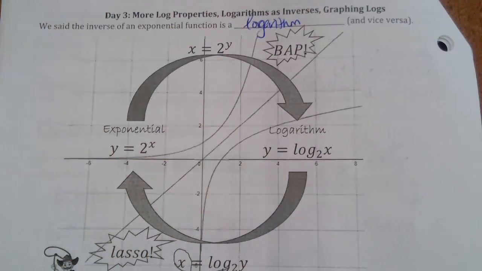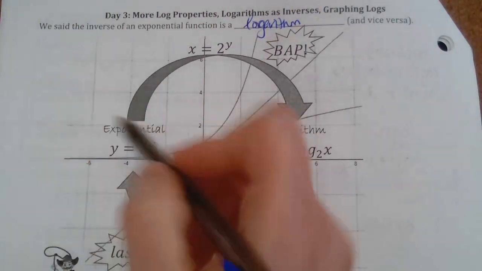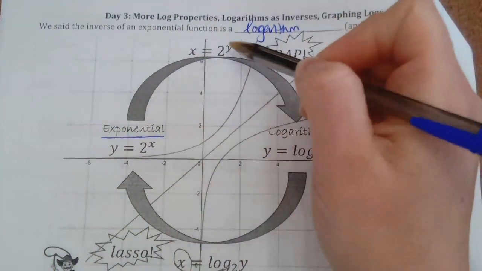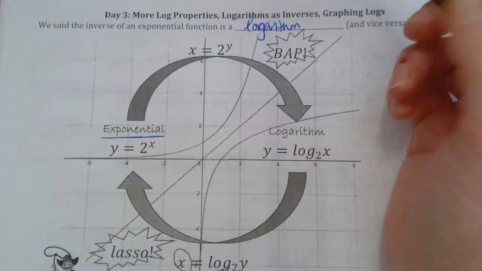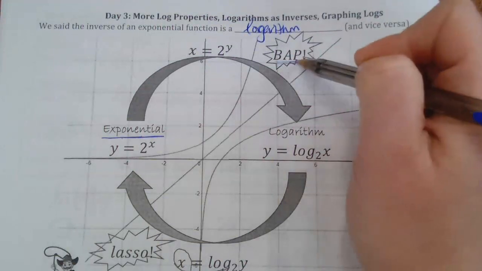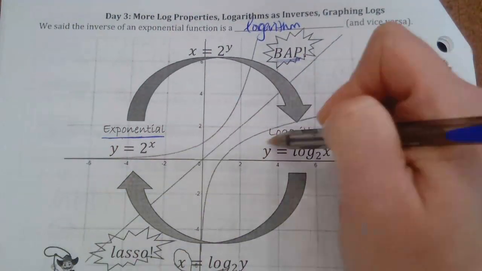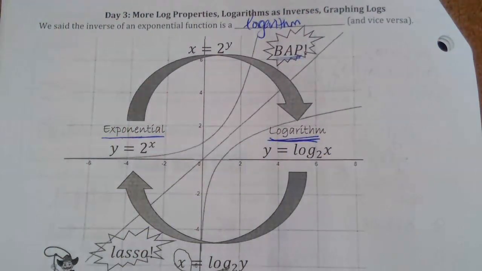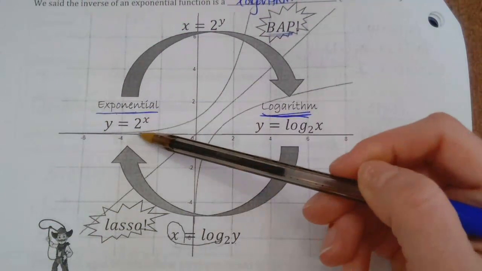So this little flow chart that you see here is just a quick visual representation of what you're doing. If you are given an exponential and you switch x and y, which is what we do when we find the inverse, and then BAP this, it converts into a logarithm. If you're given a logarithm, and again, you switch x and y, and you lasso it, so 2 lassoed to the x power equals y, you end back where you started.